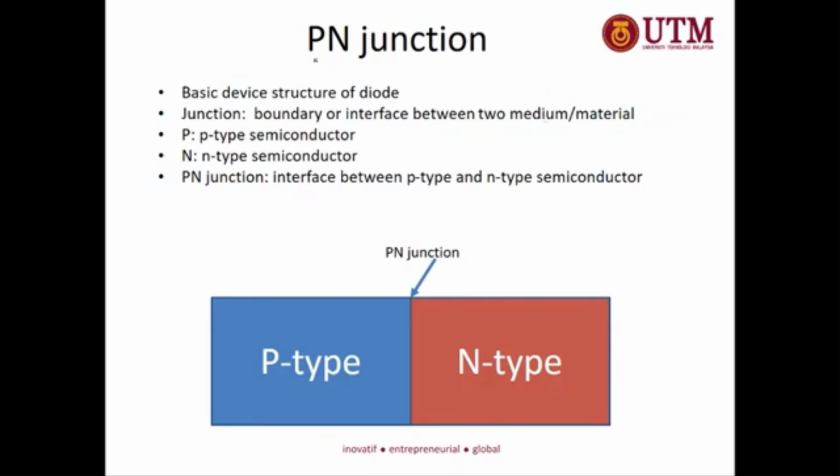So from the name, we have the P material and the N material, and the junction refers to the interface between the P material and the N material. P refers to the P-type semiconductor, and N refers to the N-type semiconductor. So PN junction means the interface between P-type and N-type semiconductor. The very simple structure of the PN junction should be like this. We have P-type and N-type. The junction is at the interface.